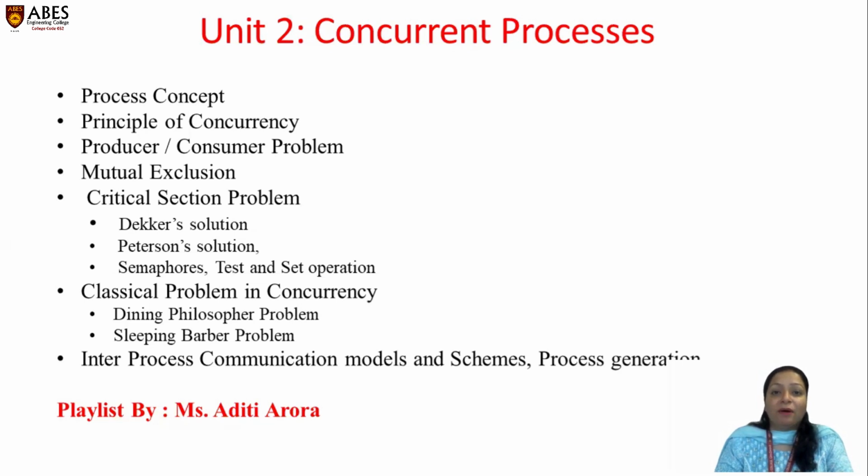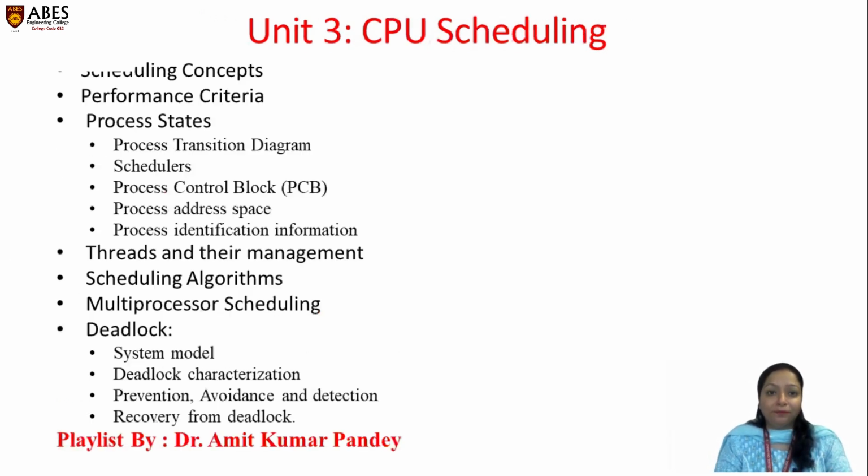Next, we will discuss a very important problem, that is the critical section problem. What is this problem and what are the various solutions available to deal with this problem, that is Dekker's solution and Peterson's solution, and also semaphores. Lastly, we will understand two classical problems on concurrency, that is dining philosophers problem and sleeping barber problem. The complete playlist for Unit 2 will be delivered by myself, that is Aditi Arora.